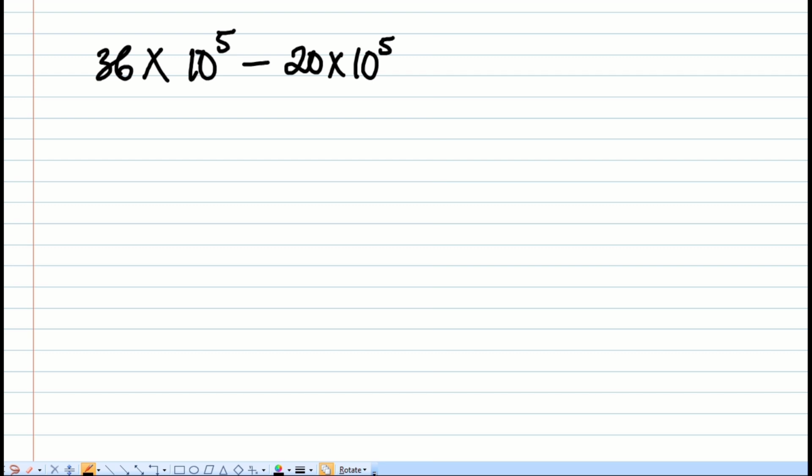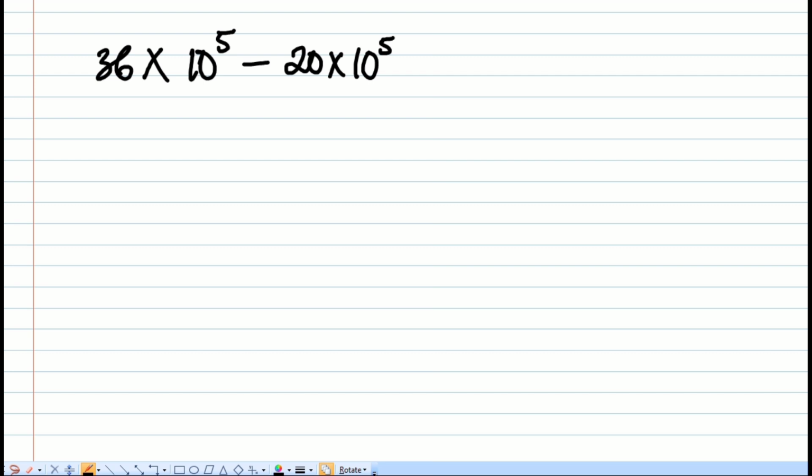We have 36. Now this is not 3.6. If you have learned standard form, you discover that this is not even a standard form. So we're going to work on that later. So we have 36 times 10 raised to the power 5 minus 20 times 10 raised to the power 5.